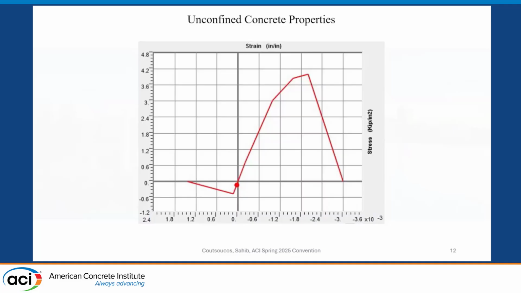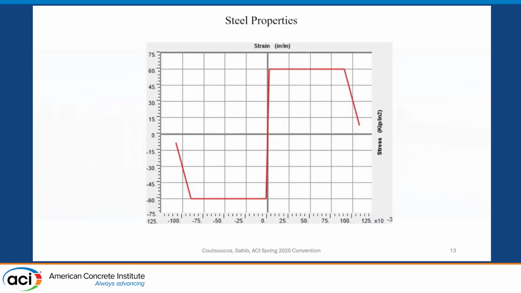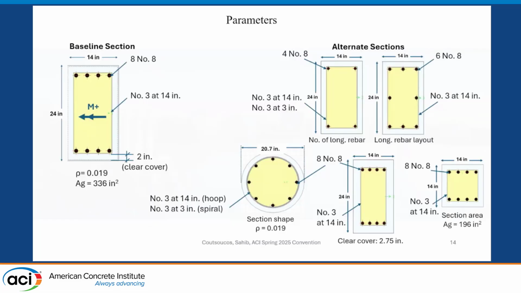Here you see the unconfined concrete stress-strain diagram, and here the steel. The parameters that were considered were, as you see on the left, the baseline section, a cross-section with number 8 longitudinal rebars and number 3 stirrups placed at 14 inches with a 2 inch clear cover. And on the right, you see the alternate sections considered. So we played around with the number of rebars, the layers of the rebars, the shape of the cross-section, the clear cover itself, and the cross-section area.